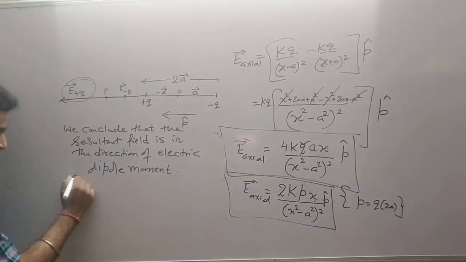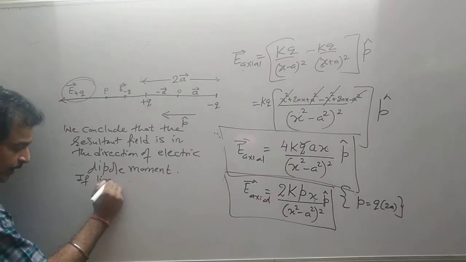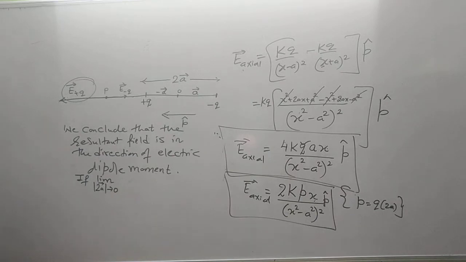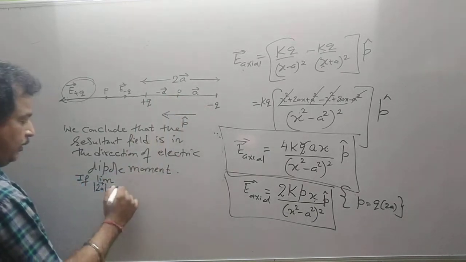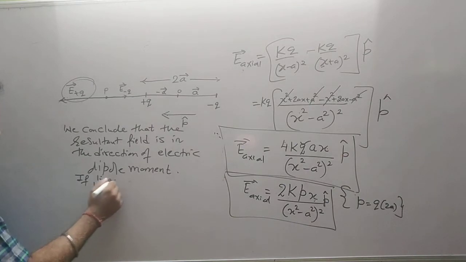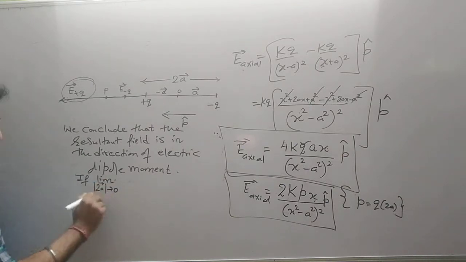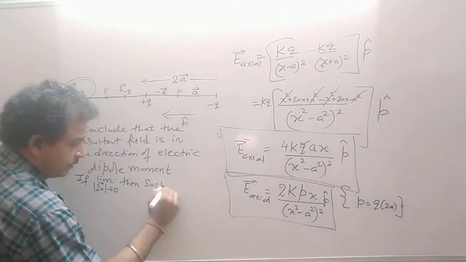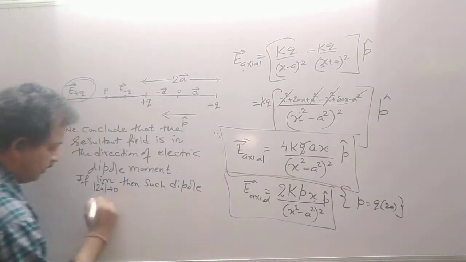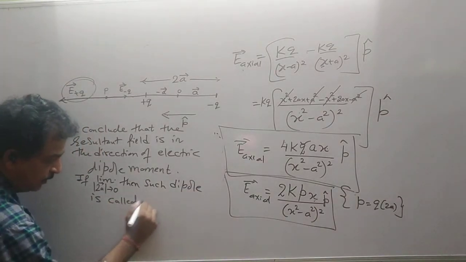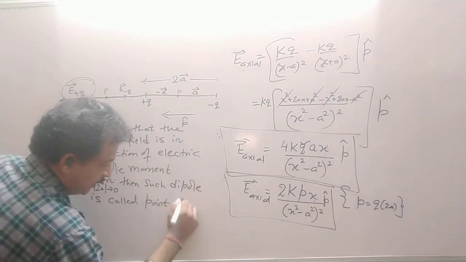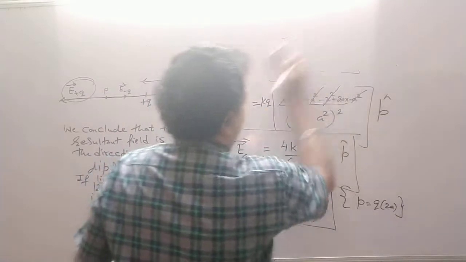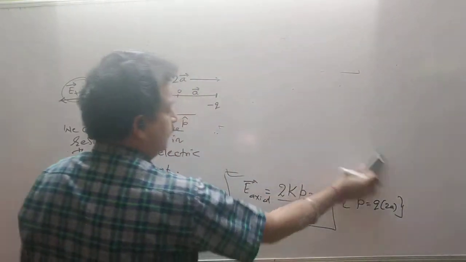Now remember this, I said earlier, if the limit of mod of 2a tends to 0, meaning this distance is very small, then such a dipole is called a point dipole. Such a dipole is called a point dipole. Now there is a case for this. This is our final answer.